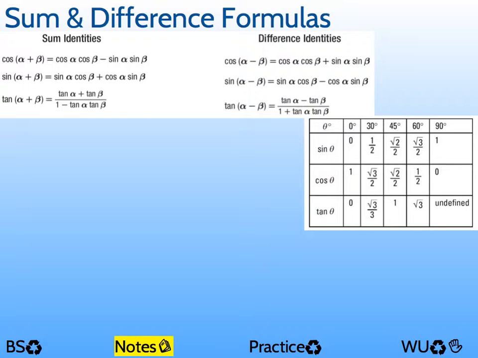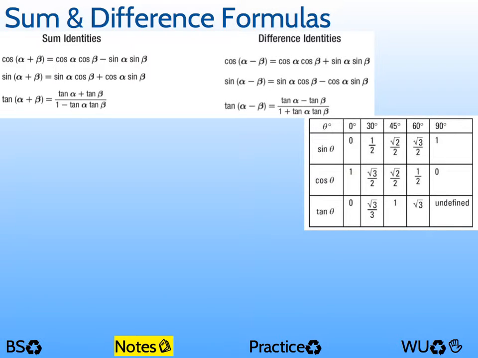Now, they have similar things for differences as well, if you have an angle minus another angle. With cosine, it's cosine of the first times cosine of the second plus sine of the first times sine of the second. Sine, when you subtract, is sine of the first times cosine of the second minus cosine of the first times sine of the second. This one's a little tricky because you have to make sure you put it in the right order: sine of the first, cosine of the second, then cosine of the first, sine of the second. And for tangent, it's tangent of the first minus tangent of the second, all over 1 plus tangent of the first times tangent of the second.